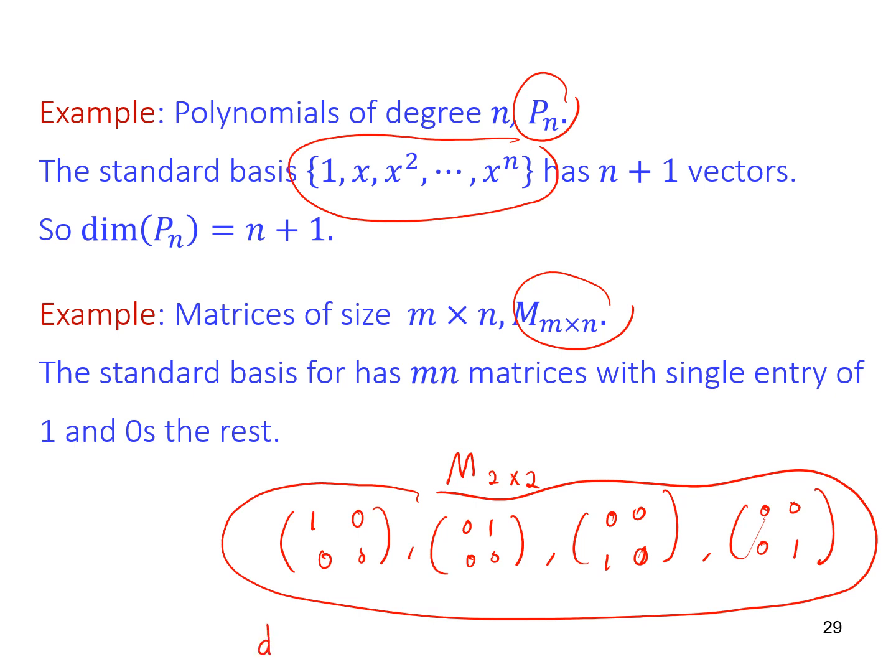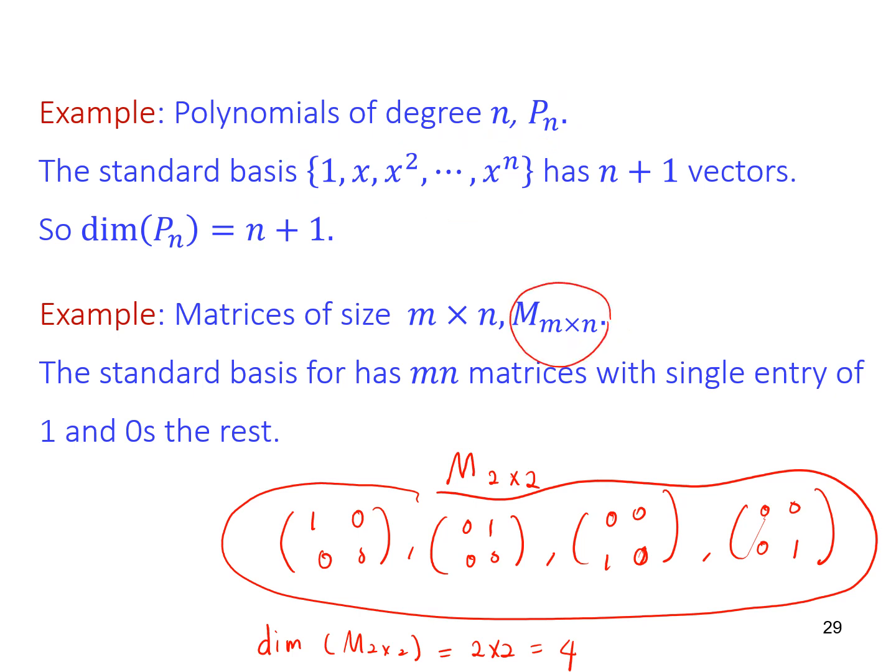Therefore, the dimension for M 2 times 2 is 2 times 2 equal to 4. You may generalize this to see that for matrices of size m times n, the standard basis for this vector space has m times n matrices with a single entry of 1 anywhere in the matrix entries, and the rest are 0. And therefore, the dimension of matrices of size m times n is m times n.